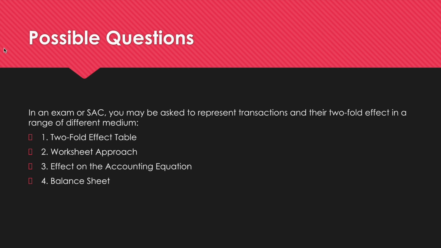So in a SAC or an exam situation, you may be asked to represent transactions and their twofold effect in a range of different mediums, a range of different scenarios, which may include a student making twofold effects in a table. So there's a special table known as a twofold effect table. There will be a worksheet approach. There might be an effect on the accounting equation, the A equals L plus E, my bad. Of course, being that the effect on the assets has to equal the effect on the liabilities and the owner's equity. And then finally, welcome back to the balance sheet.